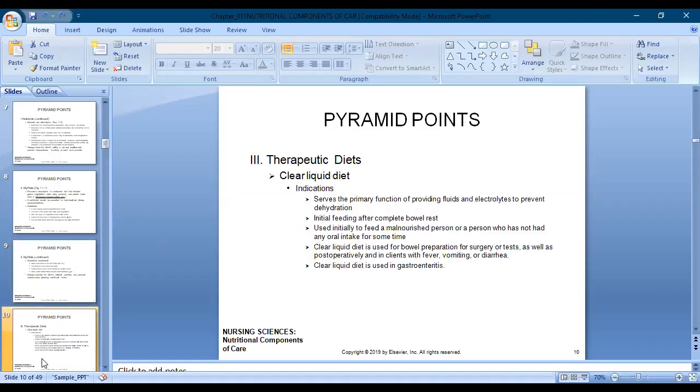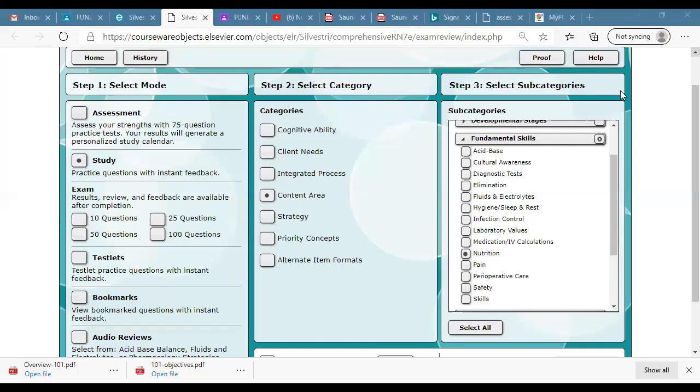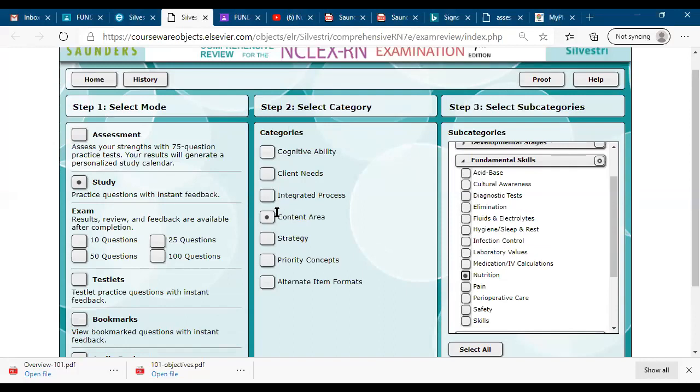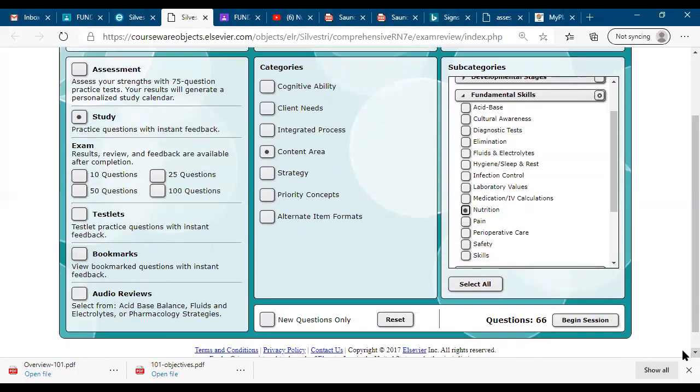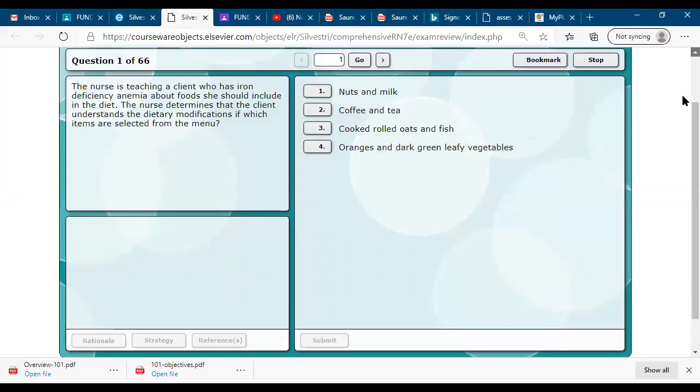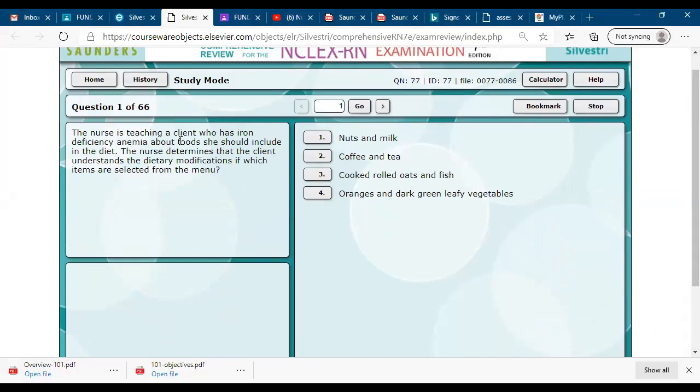So now let's go to the therapeutic diet. What is therapy? Right now I am in the Evolve platform. I am choosing the study button, content area, and fundamentals of skill. Out of them, nutrition, right? In nutrition, let's go to one question. The nurse is teaching a client who has iron deficiency anemia about the food she should include in the diet. The nurse determined that the client understood the dietary modification if which item is selected from the menu.